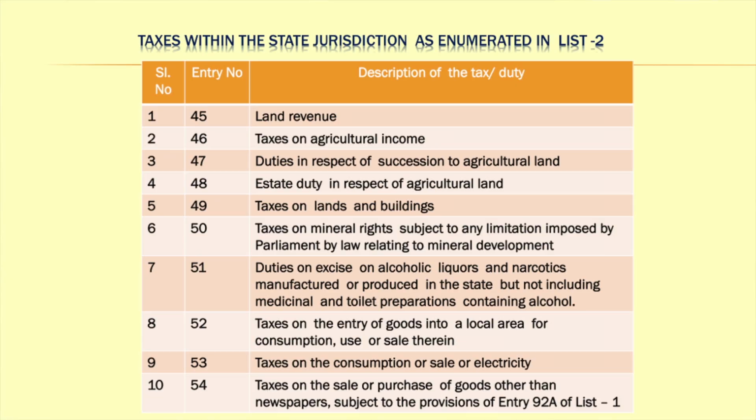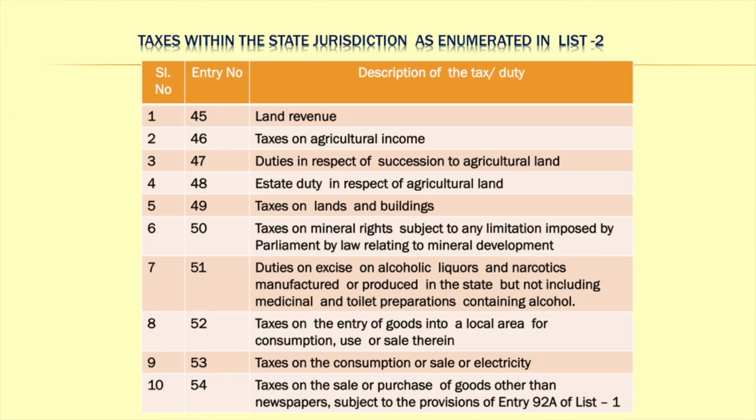Because Indian agriculture is always facing the problem of natural calamities, and it basically depends on nature. So that is where taxes on agricultural income are the most controversial subject, particularly in the Indian taxation system. Entry 47, duties in respect of succession of agricultural land.